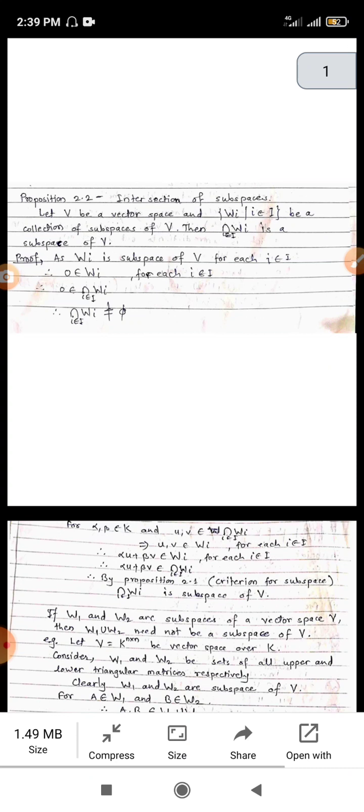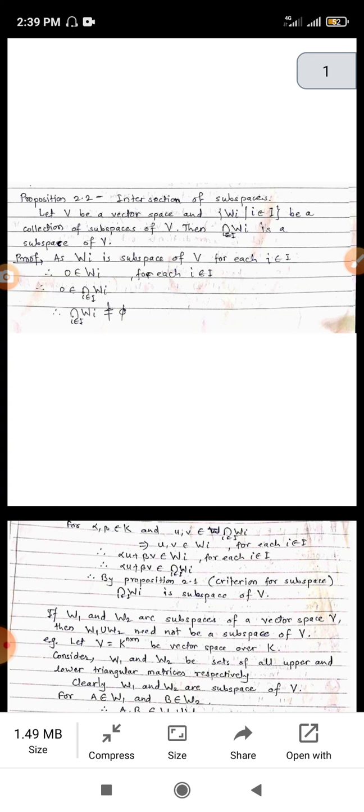The answer is that the intersection of two subgroups is again a subgroup, but the union need not be. For example, 2Z and 3Z: if we take the union 2Z union 3Z, it need not form a subgroup. In the same way, V is a vector space, it is an abelian group, and a non-empty subset forms a subspace. If two subspaces W1 and W2 are given, then their intersection again forms a subspace, but the union need not form a subspace.